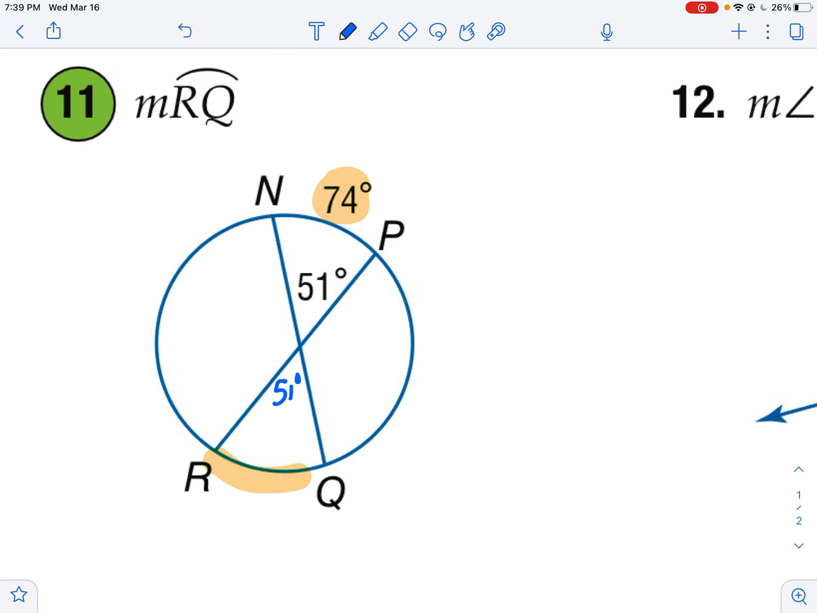So in total, 74 plus x divided by 2 is 51, or 74 plus x would be equal to 102. So I can subtract 74 from 102 to get 28 degrees.